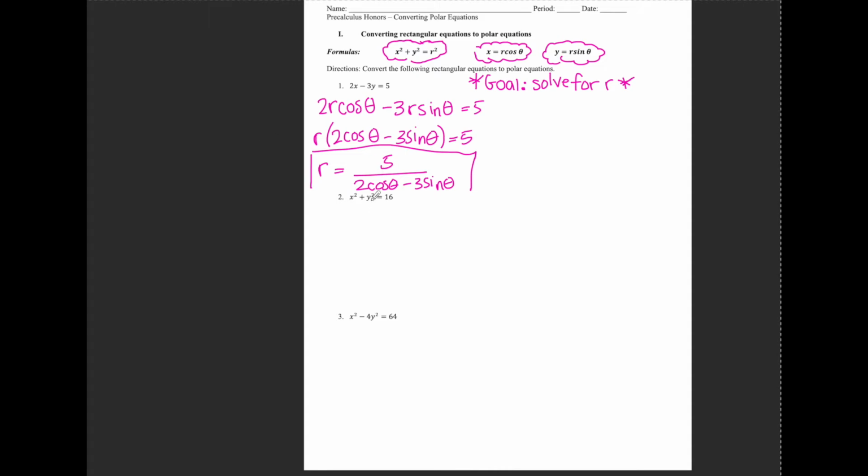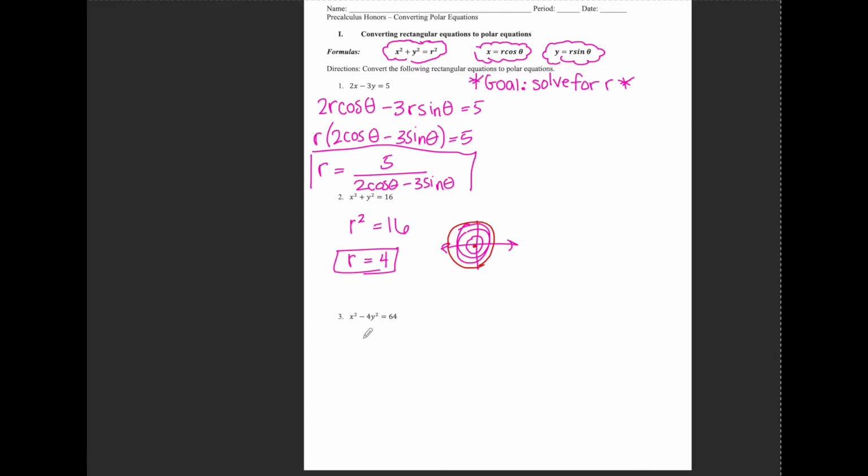For number 2, I have x squared plus y squared is equal to 16. I know that x squared plus y squared is equal to r squared, so I can replace the x squared plus y squared with r squared, and then I square root both sides, and I get r is equal to 4. Spoiler alert, this one is just going to be a graph with a radius of 4. So on my polar axes, if I have 1, 2, 3, 4, the graph r equals 4 is just that circle with a radius of 4 and a center right here.